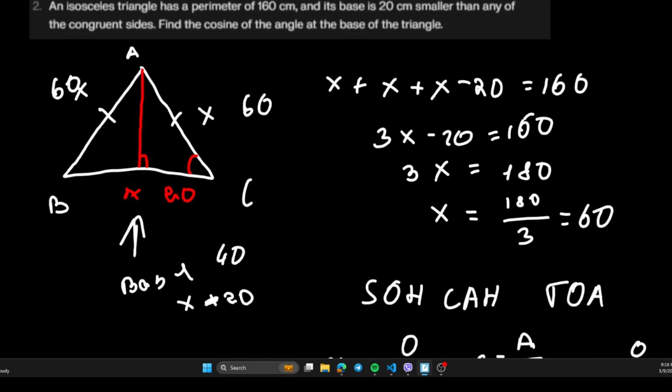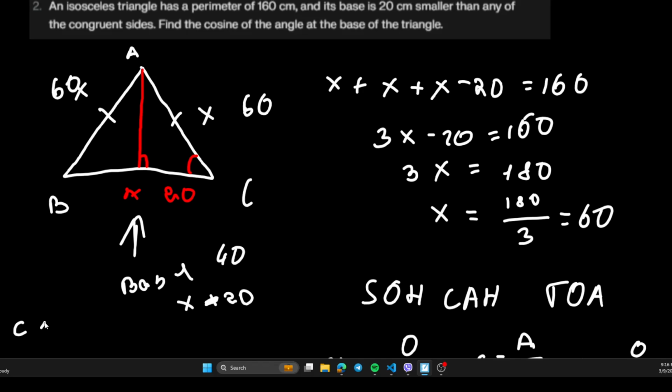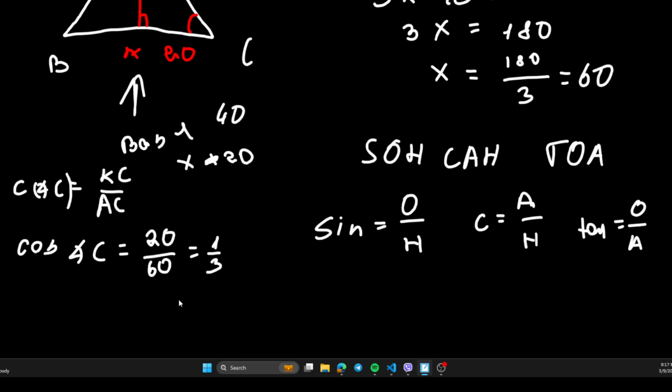Alright? So now, you need to find the cosine. You use SOHCAHTOA. So cosine of angle C is going to be adjacent over hypotenuse. Now, what's the adjacent? The adjacent is this one, KC. So KC over the hypotenuse, and the hypotenuse is AC. So the cosine of angle C is going to be KC, which is 20, over 60, which is 1/3. And that's it.